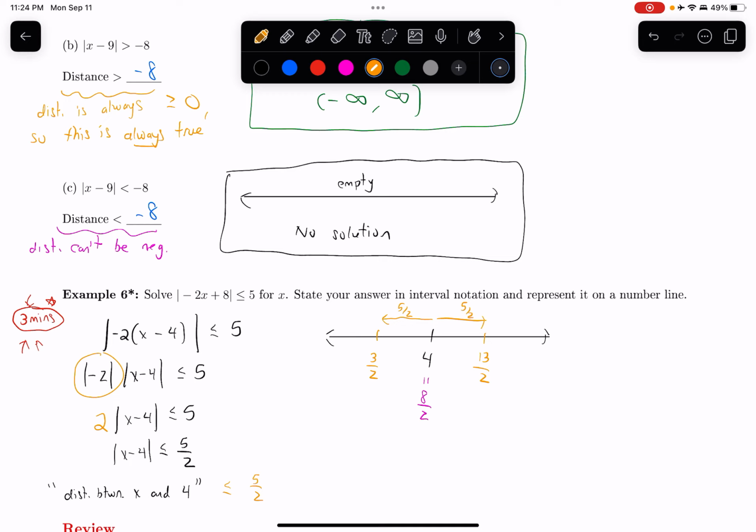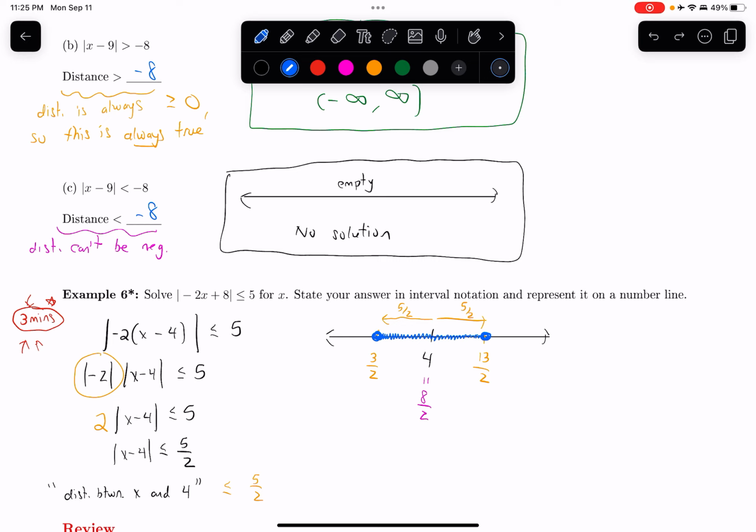Okay, so let's think about which numbers we're allowed to be at. Because of the equal sign, the distance can be 5/2 away. So I am allowed to be right at these endpoints. And then it says the distance can be less than or equal to 5/2. So I'm allowed to be less than 5/2 away, so I can be anywhere closer to 4 than that. And also in this direction, I could be anywhere closer than 5/2 units away from that 4. But if I was somewhere outside, my distance has now gone way beyond the 5/2. That's too big. This problem is saying I want the distance to be less than or equal to 5/2. That's how I know it's got to be the inside of those endpoints.